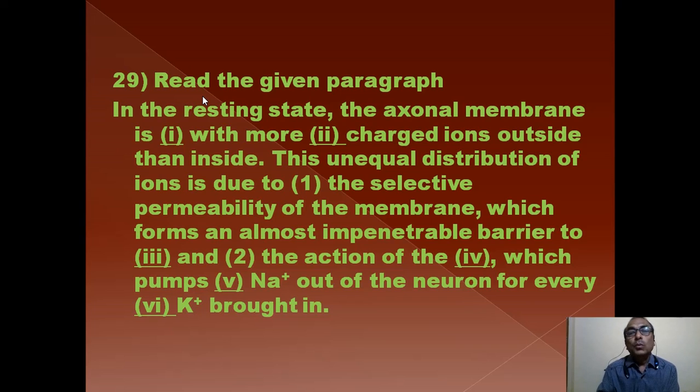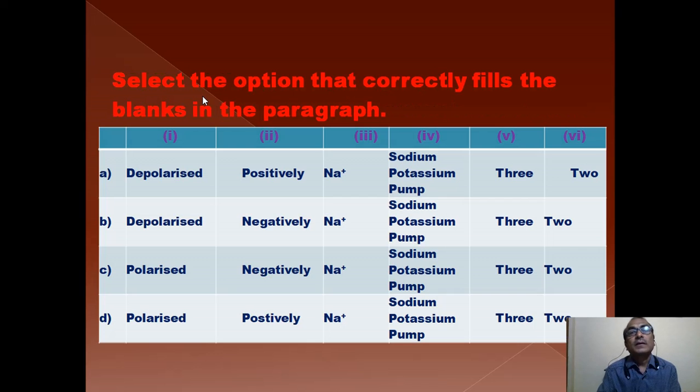Now, what should be at the Roman 4, 5 and 6? We know that the sodium-potassium pump, that is 4, will be pumping 3 sodium ions outside and taking in 2 potassium ions. So now the idea is clear. Let us take up the options, select the options that correctly fill the blanks in the paragraph.